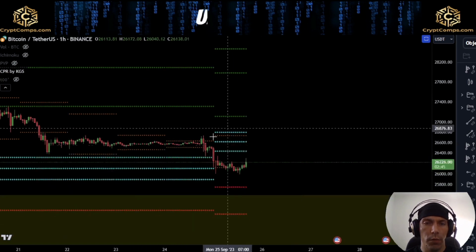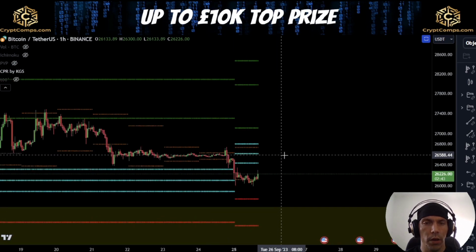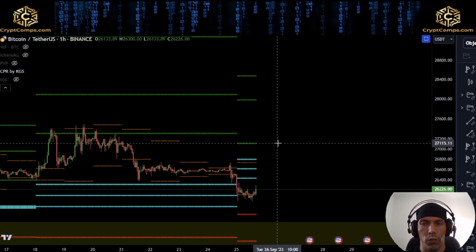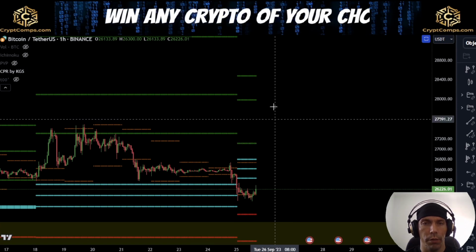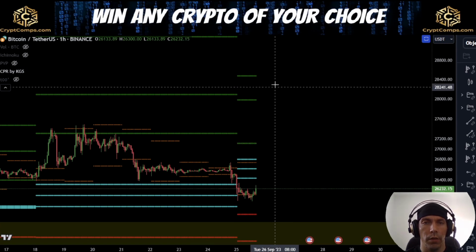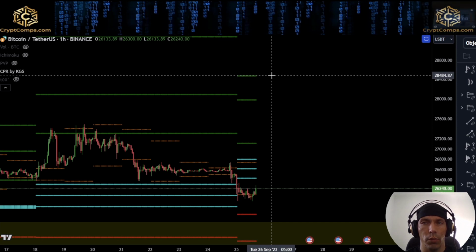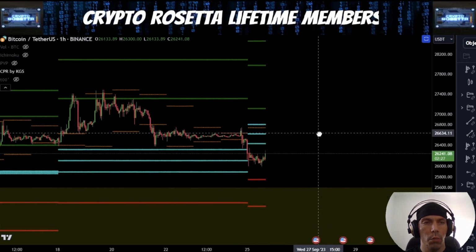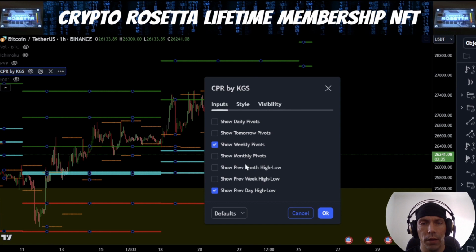If we do manage to flip back above these central lines this week, I will be looking out for the potential of a retest of this 27,115, 27,986, and this level here of this 28,484.